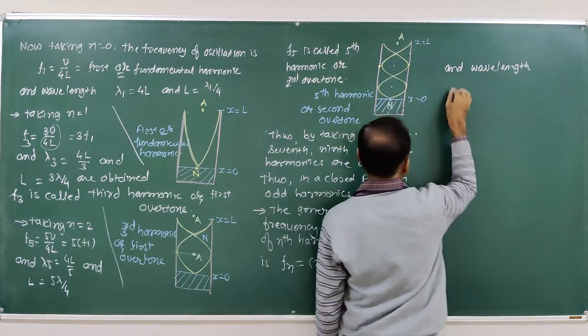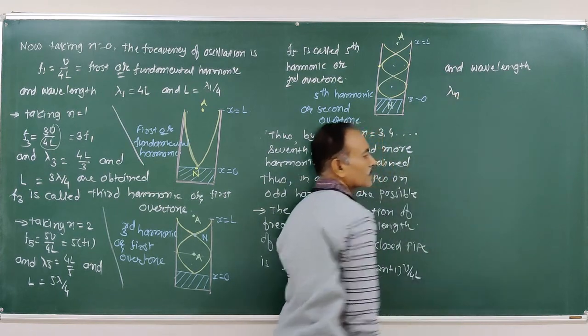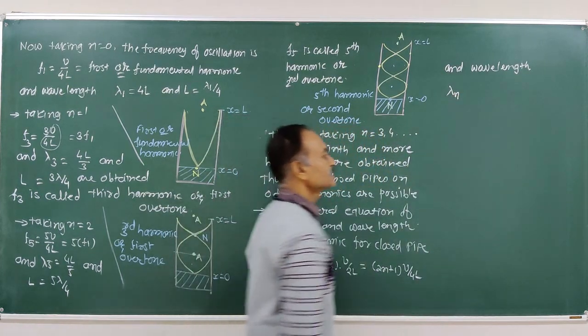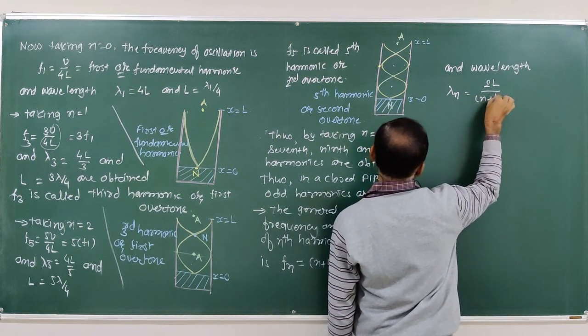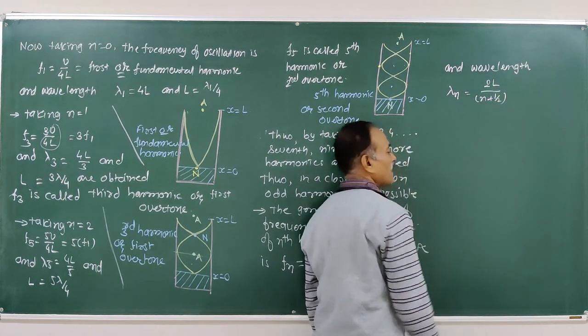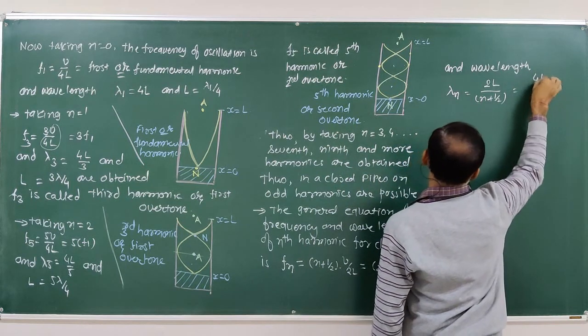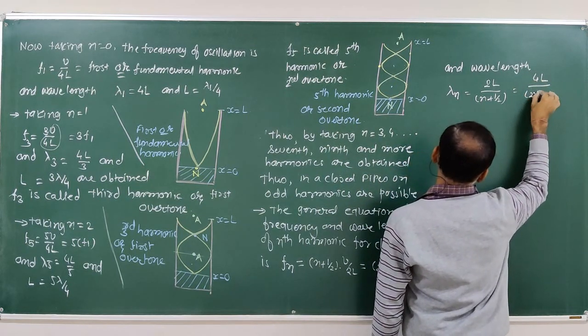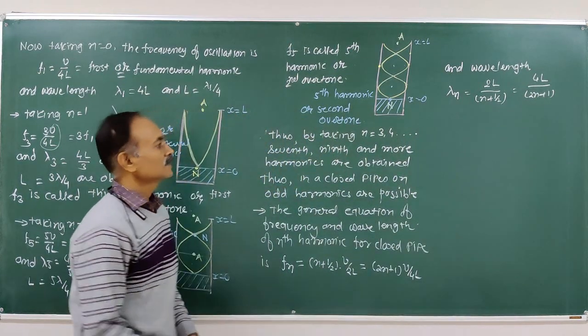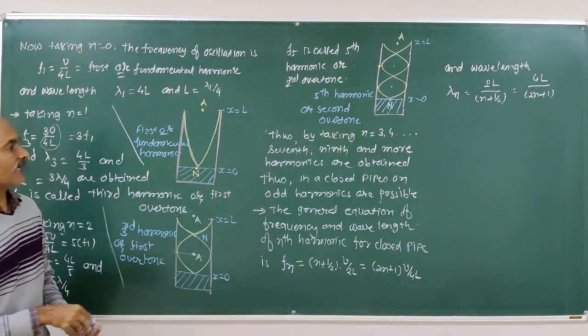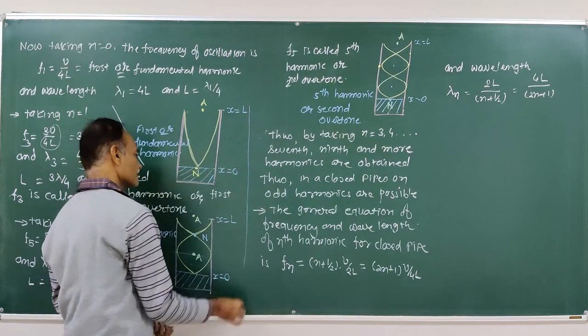lambda n is equal to 2L upon (n plus 1 by 2), or 4L upon (2n plus 1). So that is the stationary wave produced in a closed pipe.